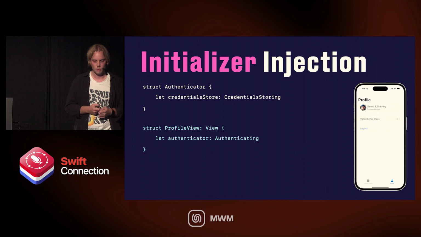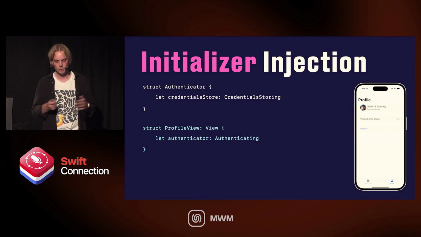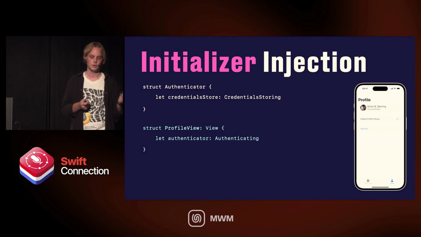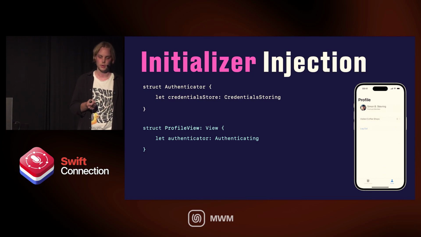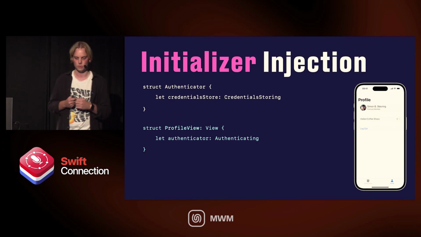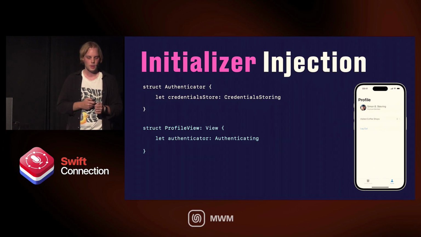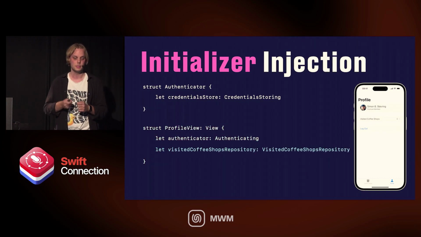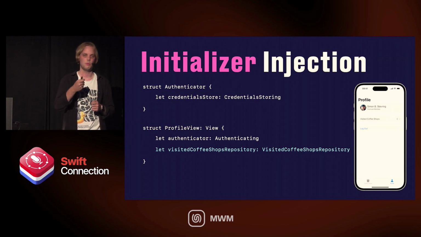All right, so we'll add that to our profile view. We have our profile view here, a plain SwiftUI view that depends on something conforming to the authenticating protocol, which I forgot to note here, but our authenticator conforms to the authenticating protocol. Anyways, our profile view also has a dependency on something called the visited coffee shops repository.